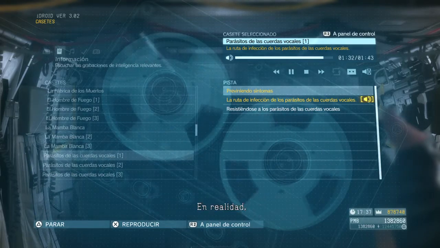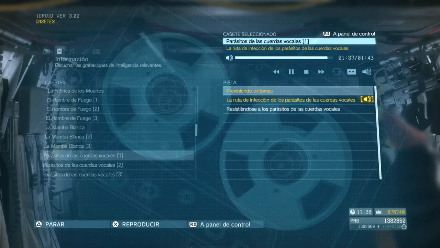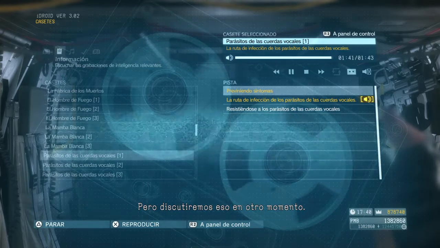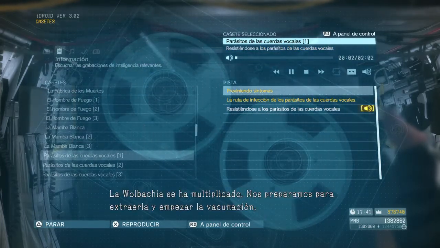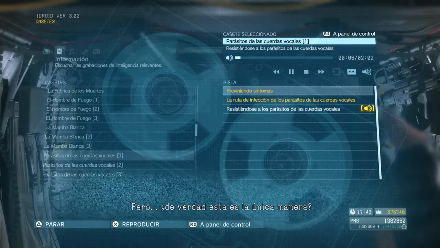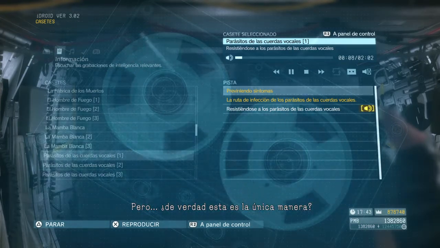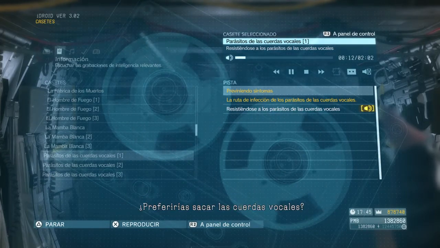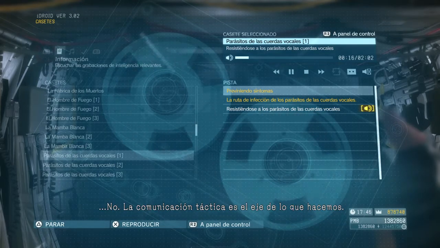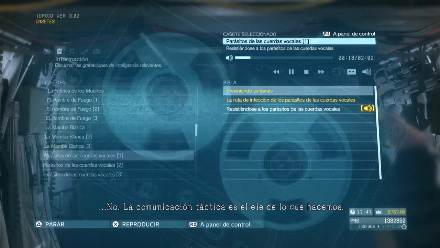In truth, he's not the reason. But we will discuss that another time. The Wolbachia have multiplied. We're preparing to extract them and begin vaccinating. But is this really the only way? Sure, it'll prevent infection, but the cost? You would rather remove their vocal cords? No. Tactical communication's a linchpin of what we do.